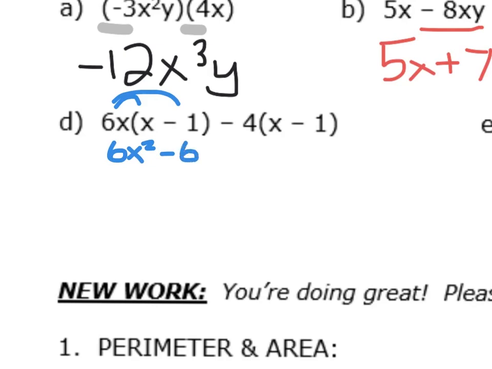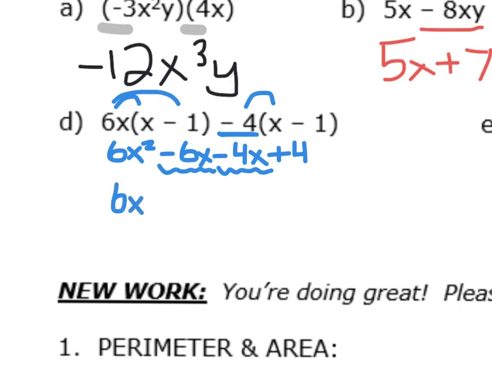Moving on to the second part of the equation, just note that it's negative 4. You always look to the left of the coefficient or the value. So we multiply, we get negative 4x and positive 4. So in this equation, you're going to notice right away that we actually have two like terms. So we have negative 6x and negative 4x. So we can combine those like terms because they have the same exponent value. We get negative 10x plus 4.